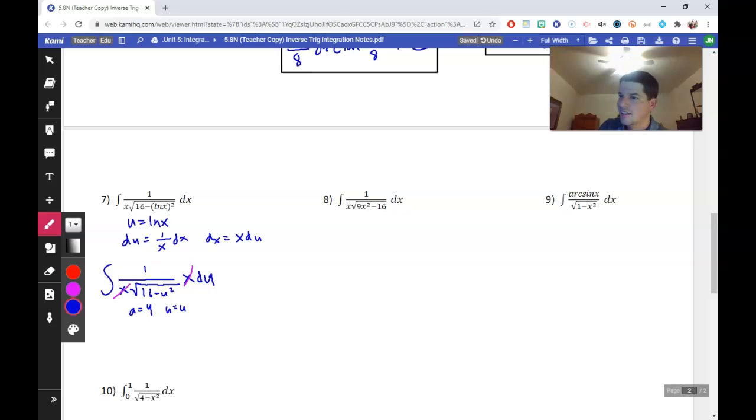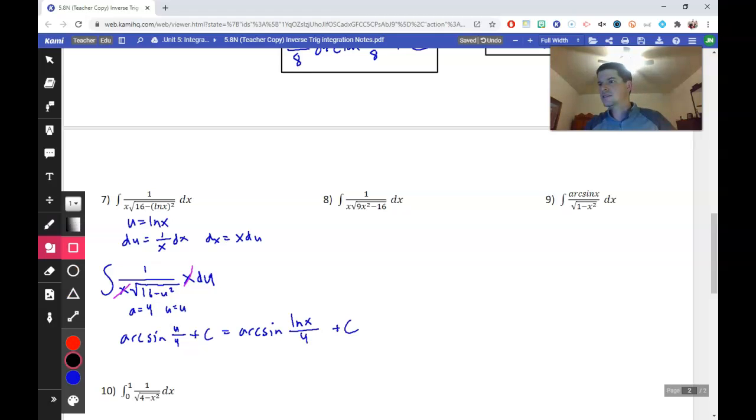All right. And so we get arcsine of u over 4, but don't stop there because we need to substitute out the u. What was our u? It was natural log of x. So we get finally arcsine of the natural log of x over 4 on the outside plus c.